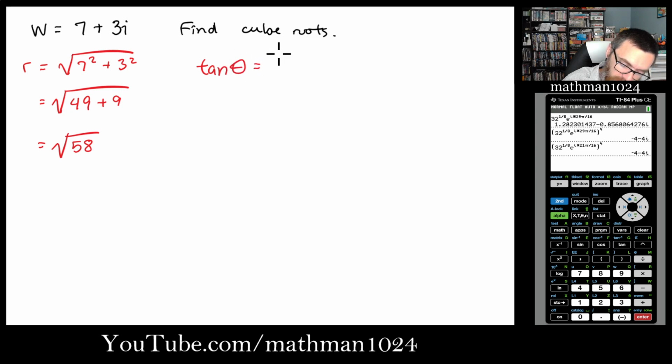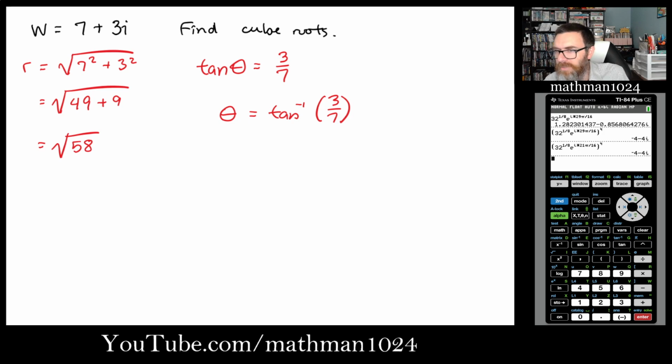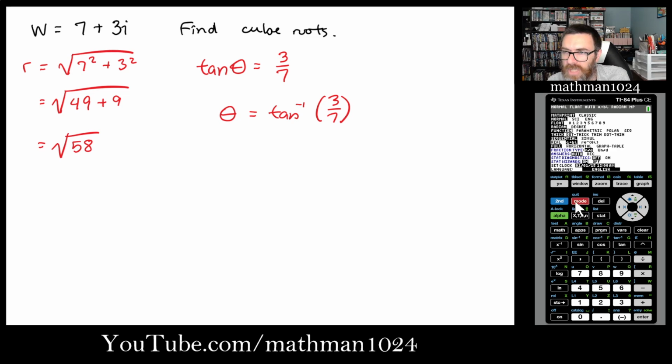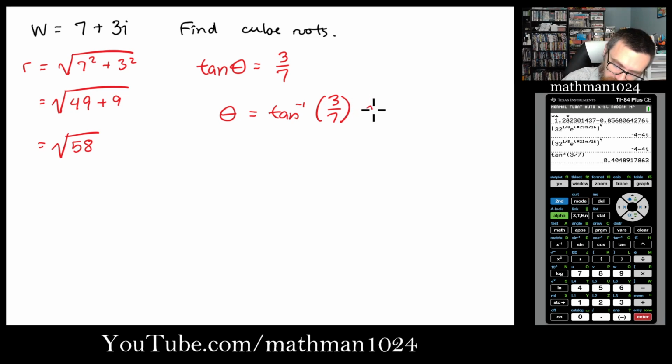Tangent of theta would be 3 over 7. Unfortunately, this is not one of those guys that we know. So we're going to have to throw this into the inverse tangent function and see what we come up with. All right, so inverse tangent of 3 over 7. Check my mode. I'm in radians. All right, cool. So this gives me something that is approximately 0.40. Yeah, let's go up to thousandths or 10 thousandths.